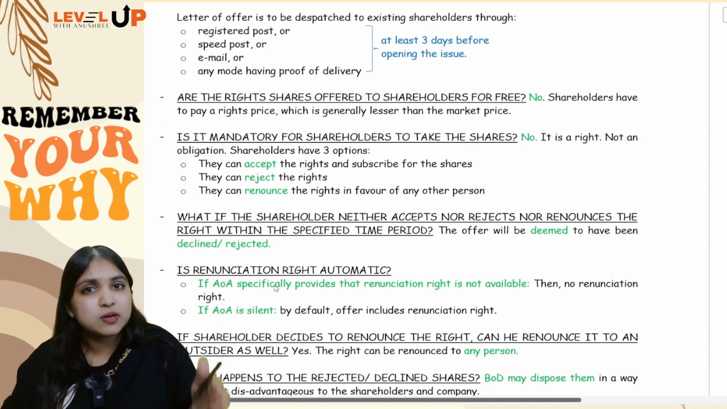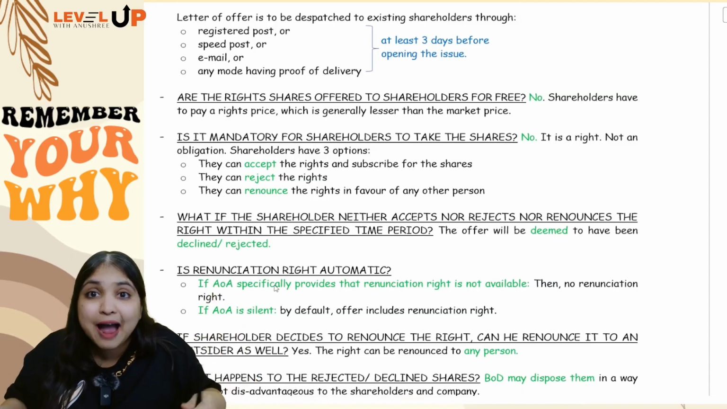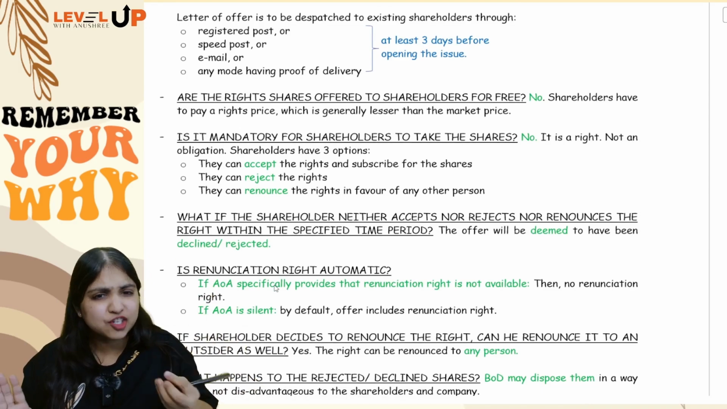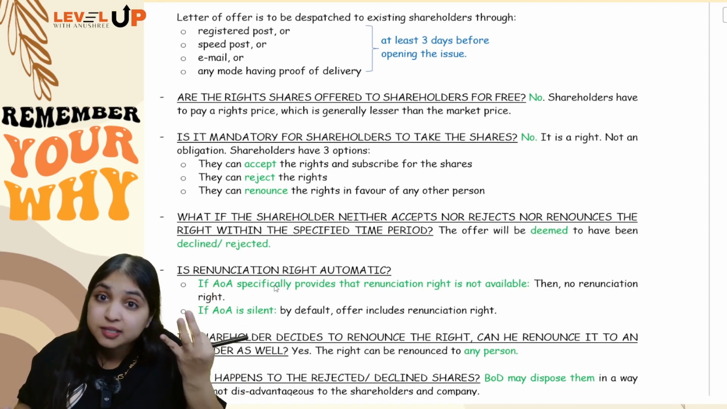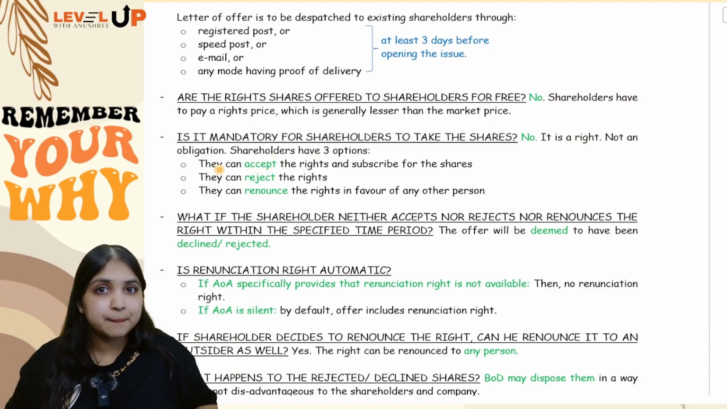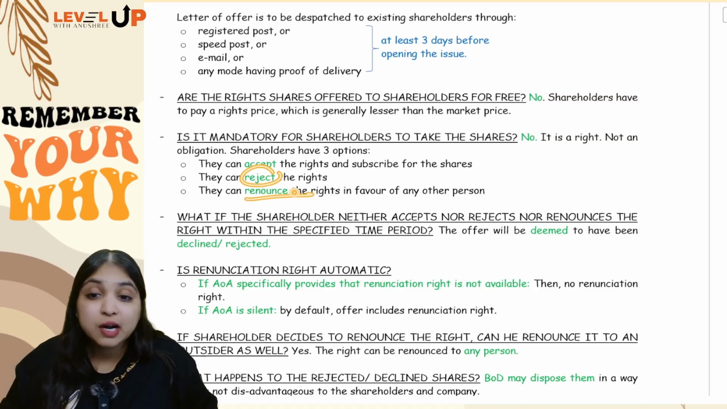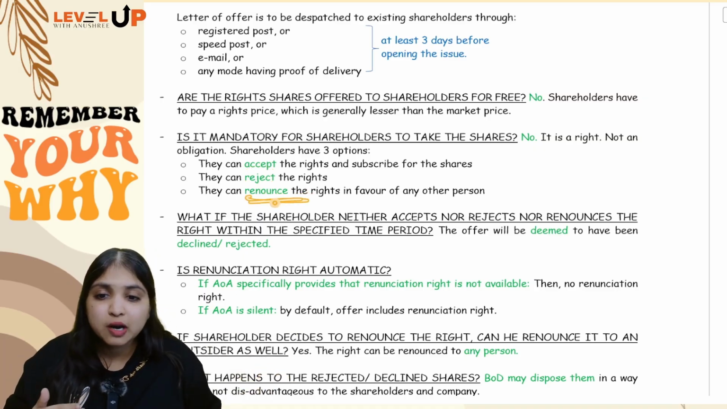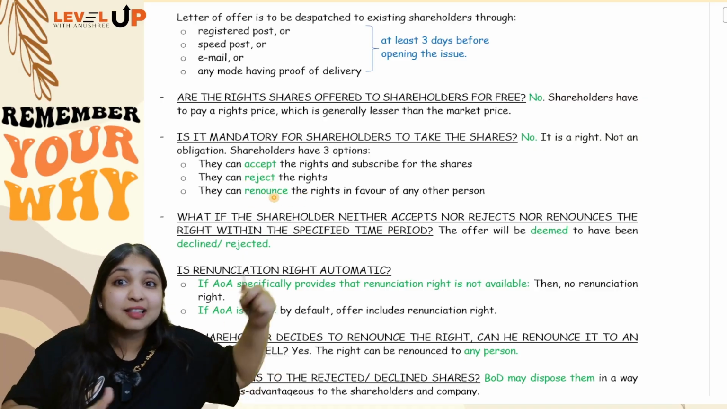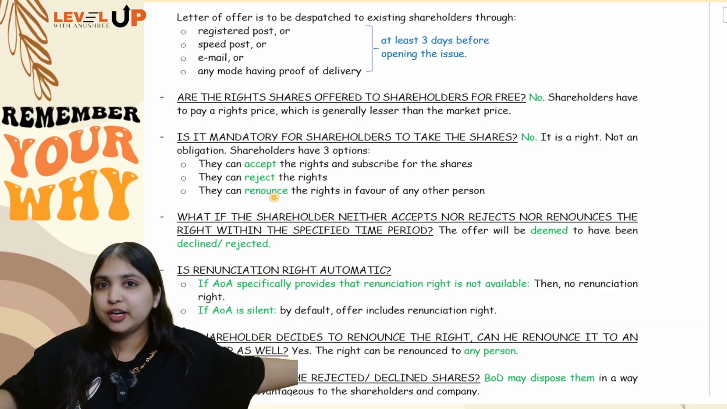Then we learned, shareholders, just because the company is giving you a rights issue doesn't mean you have to buy the shares. It's not an obligation, it's an option. How many options? 3 options. Shareholder, either you can accept the right and buy the company's shares and give the company money, or you can reject the right, or you can renounce it to another person. When you're renouncing, are you selling the shares to another person? No, you're only selling the right to buy rights shares to another person.